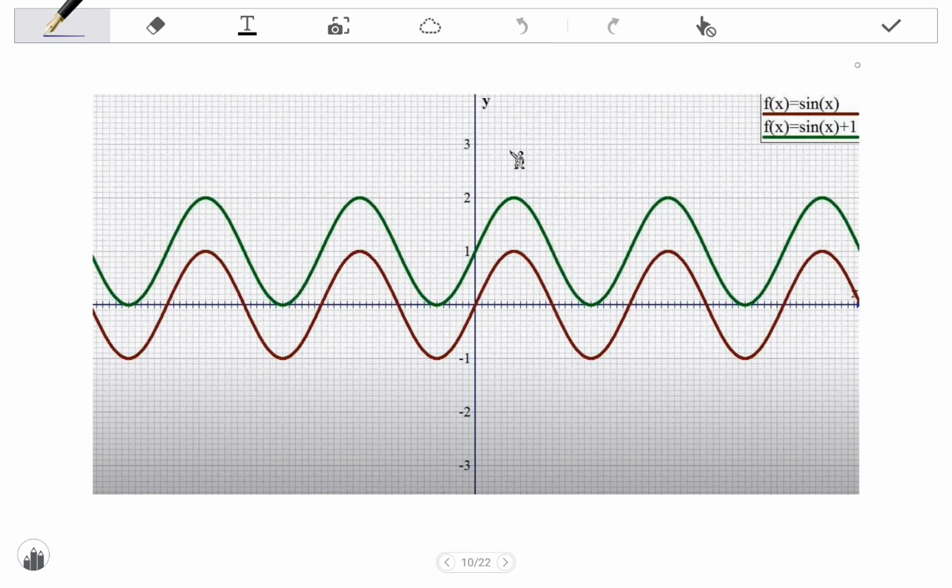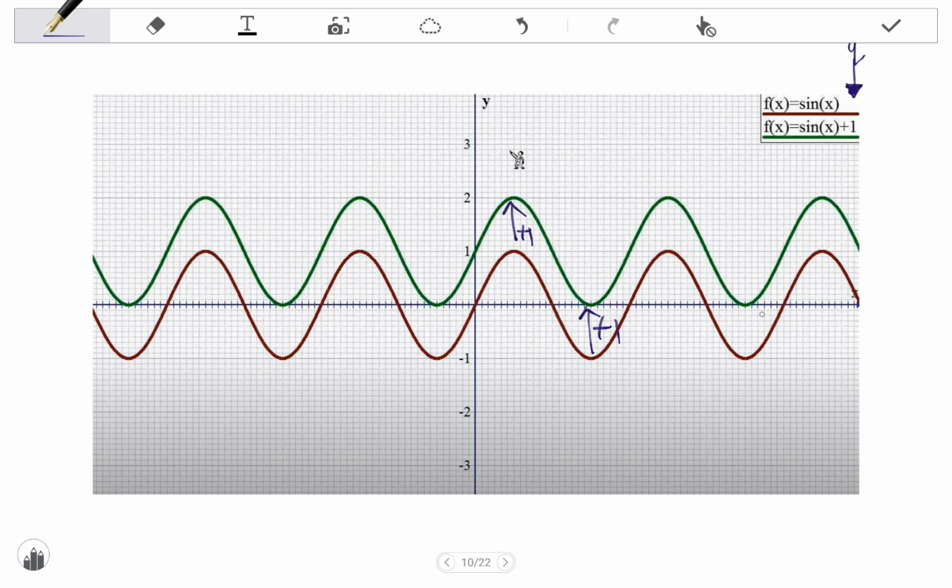Looking at these two graphs, compare the Q values. The red graph is our original sine graph. The green graph is the sine graph, sine x plus 1. So our Q value for the green graph is +1. Now what that has done is it has shifted the graph vertically up by 1 unit.